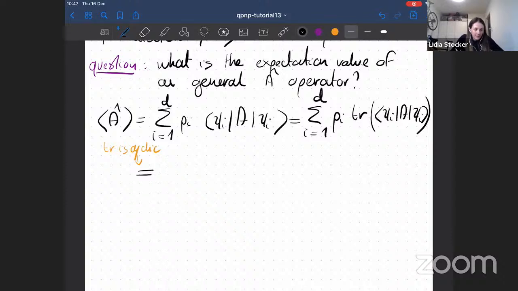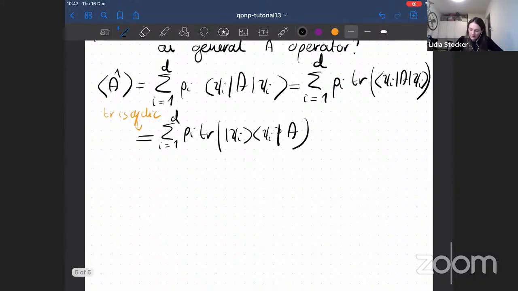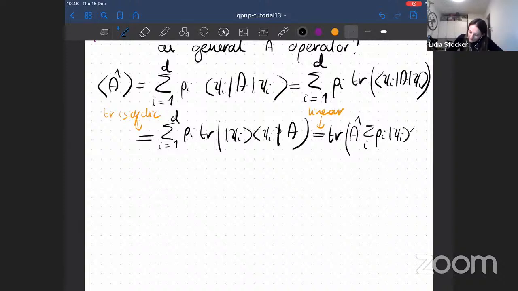And this will give me then that I can rewrite it here as a trace of psi I A. So I revert the order of this operator, which comes out here. Then I use that the trace is linear, and I can input this pre-coefficient here. So I can write like this, the trace of A, sum over I, p I, psi I, psi I.